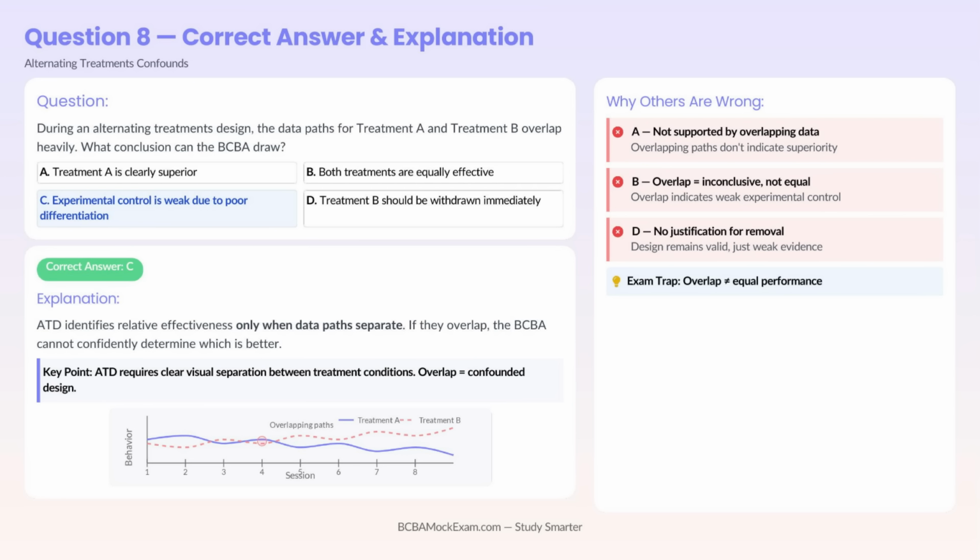Option D has no basis here, as there is no evidence that treatment B should be removed. The issue is with interpretability, not harm. The key point is that in ATD, overlap equals a confounded design and weak experimental control, not clear treatment conclusions.